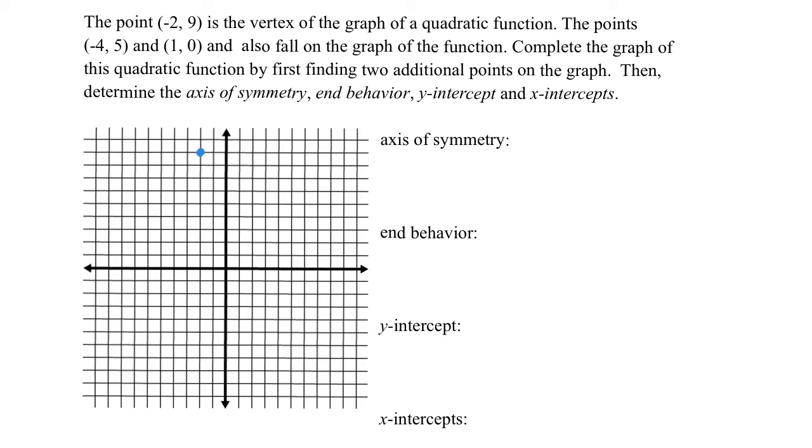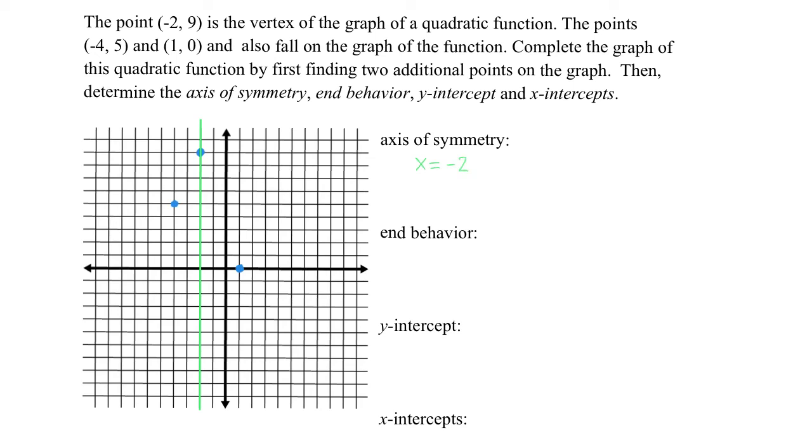And then it says the point negative 4, 5 is also on the graph. And it tells us that 1, 0 is also on the graph. And then it wants us to tell it a bunch of information. Well, as you may or may not have figured out by now, the vertex actually sits on the axis of symmetry. So that means that our axis of symmetry goes right through the vertex, and that's always true. The axis of symmetry goes right through the vertex every time. So now I know that my axis of symmetry is x equals negative 2.